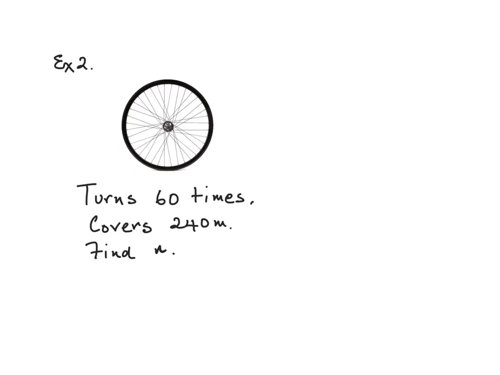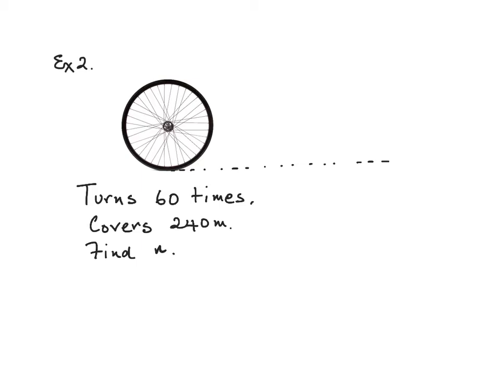In this second example, we have a bicycle wheel which turns 60 times and covers a distance of 240 meters. What we want to do is to work out the radius of the bicycle wheel. So the wheel turns 60 times, and as it does so, it covers 240 meters.